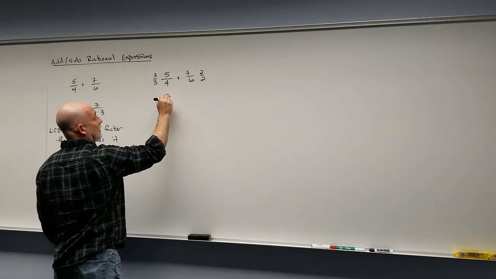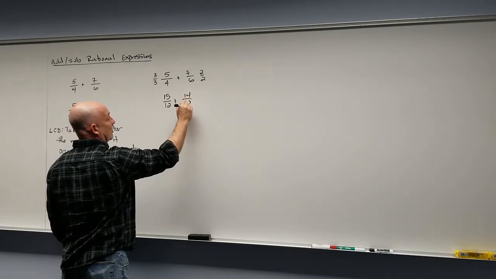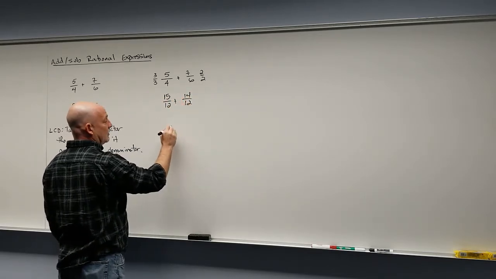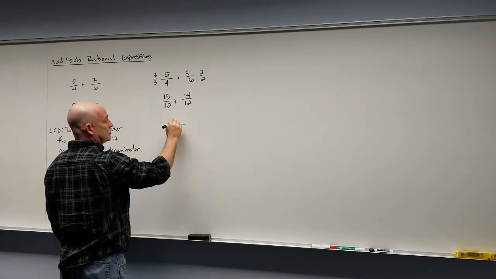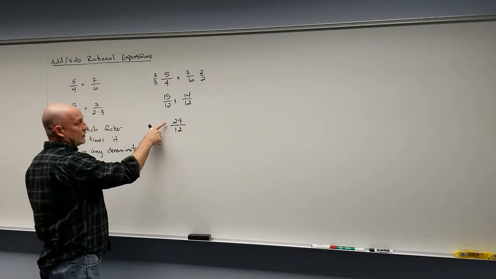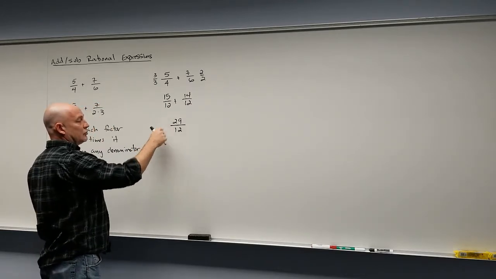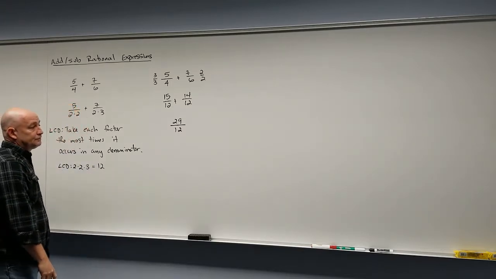So we have 15 twelfths plus 14 twelfths. Now these things are both 12, so we can add them together. Here I have 15, over there I have 14, so I have 29 twelfths. All right, now that we've finished adding together the fractions, we do try to reduce this. That fraction won't reduce, so that's it.